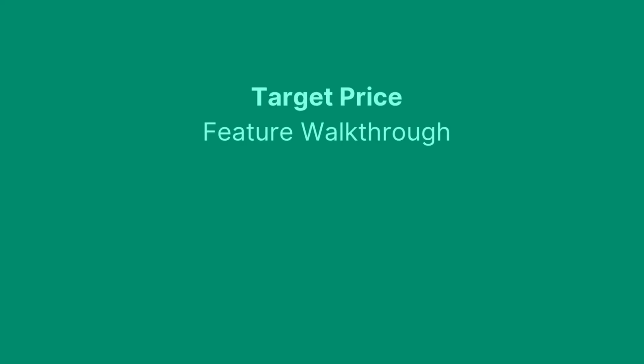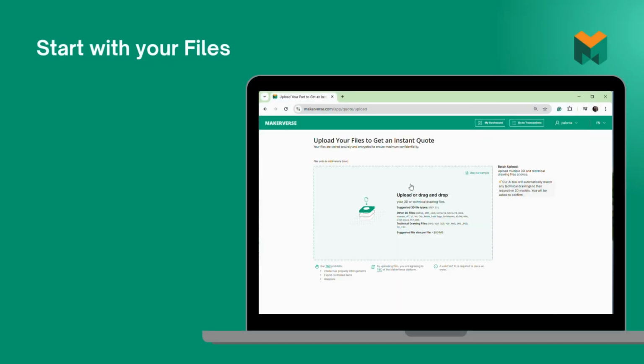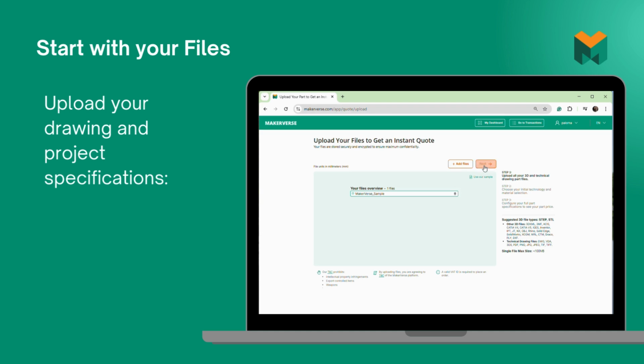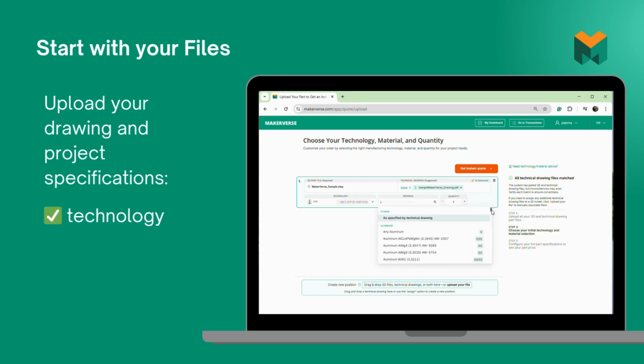Target price feature walkthrough. Source part, add your price without the back and forth with MakerVerse. Start with your files. Upload your drawings and project specifications in our platform. This includes technology, materials that you can choose from our drop-down, or just leave the ones that are in the technical drawing, and quantity.